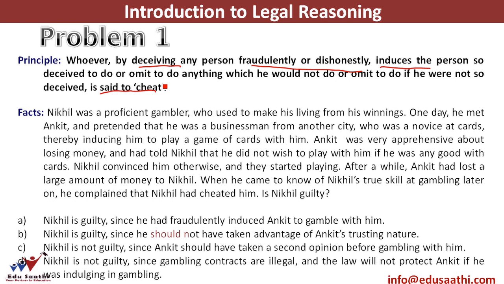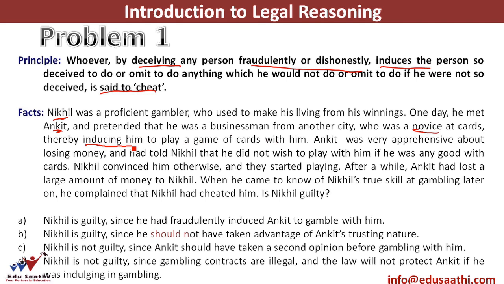Let's take the facts. Nikhil is a proficient gambler who used to make his living from his winnings. That means he's a gambler and he usually makes his living from the winnings of the gambling he does. One day he met Ankit. There are two people involved. One is Nikhil, who is a gambler, and another is Ankit, who pretended that he was a businessman from another city who was a novice at cards. He says that I am a businessman and I am a novice at cards, that I don't know how to play cards. Novice means somebody who is new to playing certain games or is new to something, thereby inducing him to play a game of cards with him.